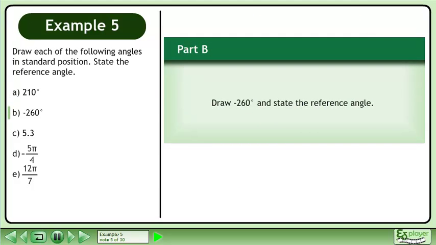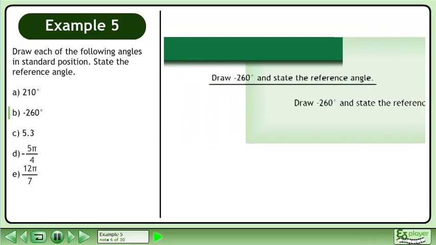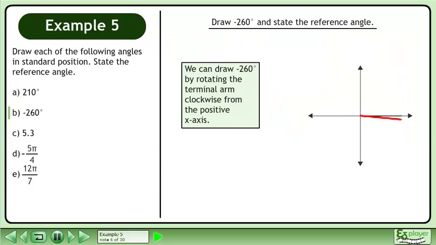In part B, draw negative 260 degrees and state the reference angle. We can draw negative 260 degrees by rotating the terminal arm clockwise from the positive x-axis.